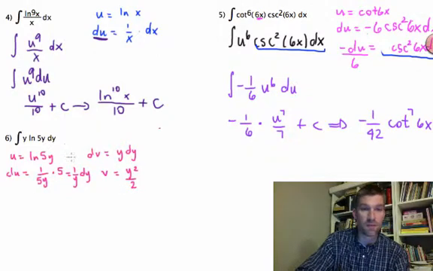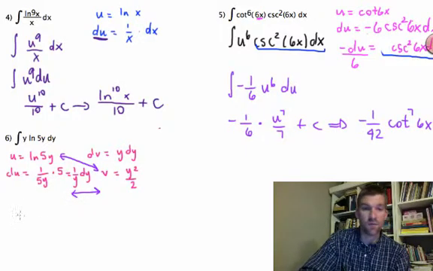So the pattern for this is going to be u times v minus the integral of v du. So u times v, that's the natural log of 5y times y squared over 2, minus the integral of v du. I'll change colors up here. So that's going to be the integral of 1 over y, times y squared over 2 dy.